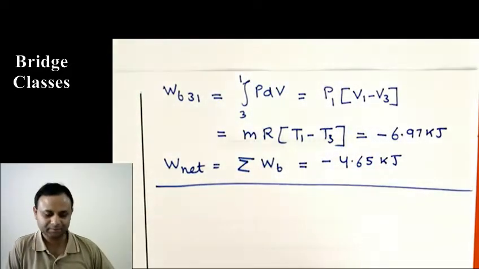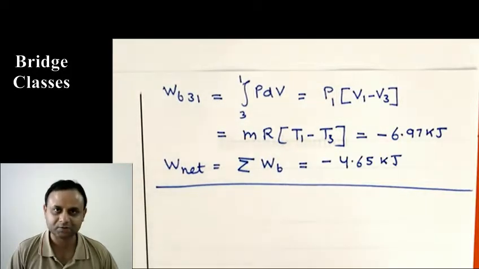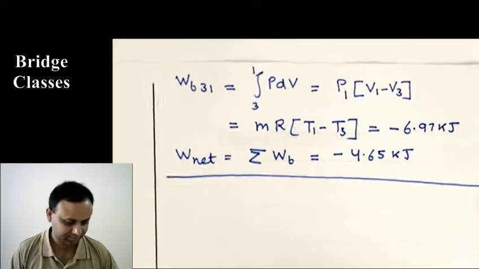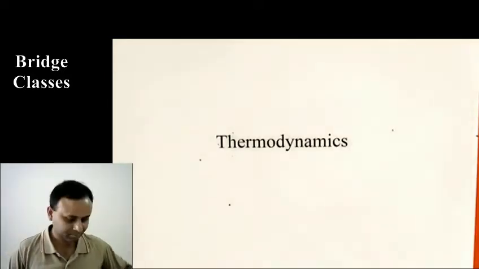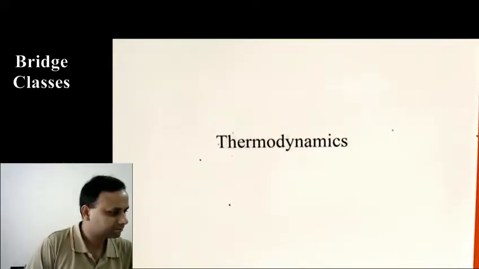So that is how we do the boundary work for a polytropic process for an ideal gas. This was number 29.